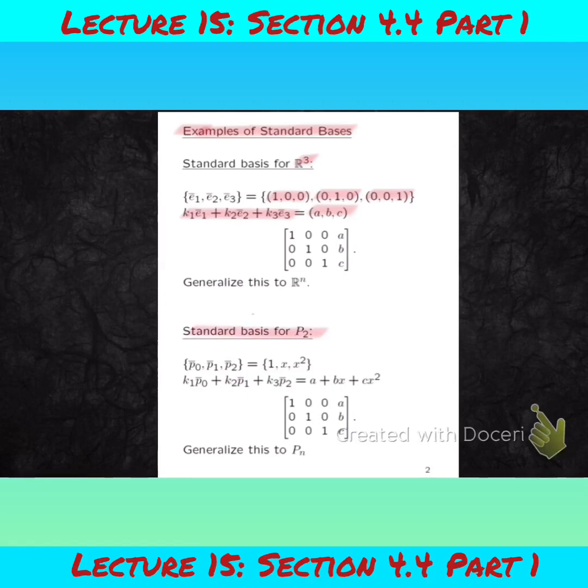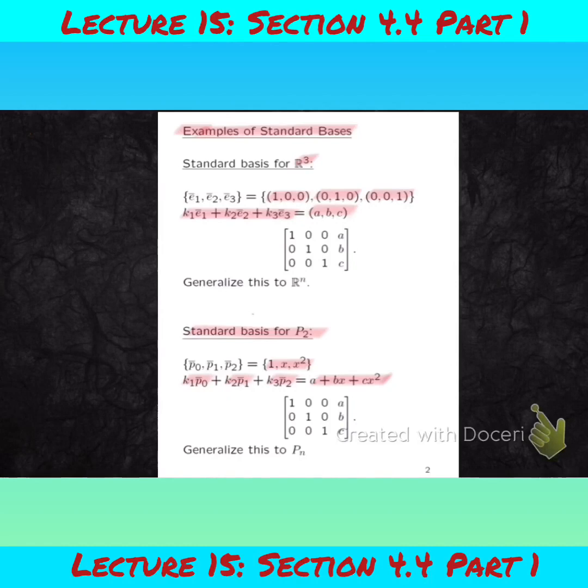Okay, the next one is the standard basis for P2. So what is P2 again? It's basically all polynomials of degree at most 2. And the standard basis for that is this set of vectors, 1, x, and x squared. The 1, x, and x squared are linearly independent, and you can write any polynomial of degree 2 as a linear combination of polynomial p0, which is 1, polynomial p1, which is x, and polynomial p2, which is x squared.